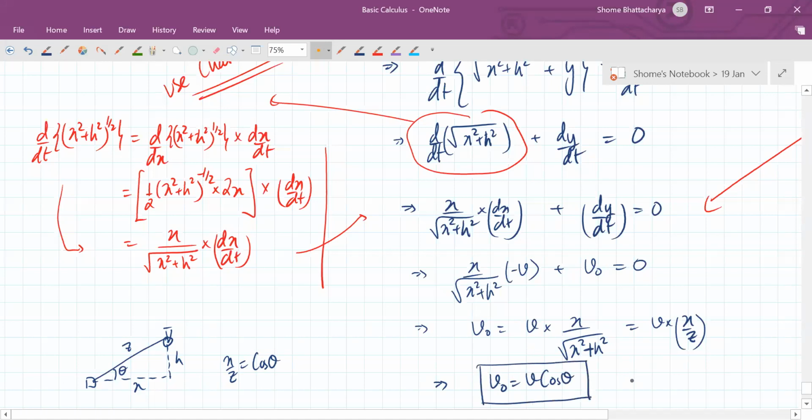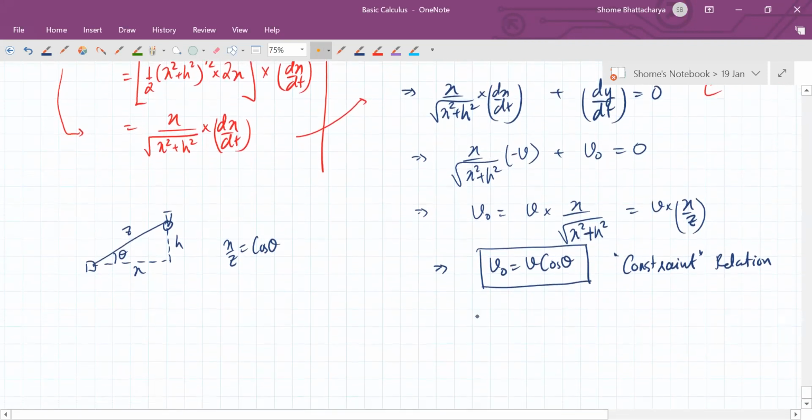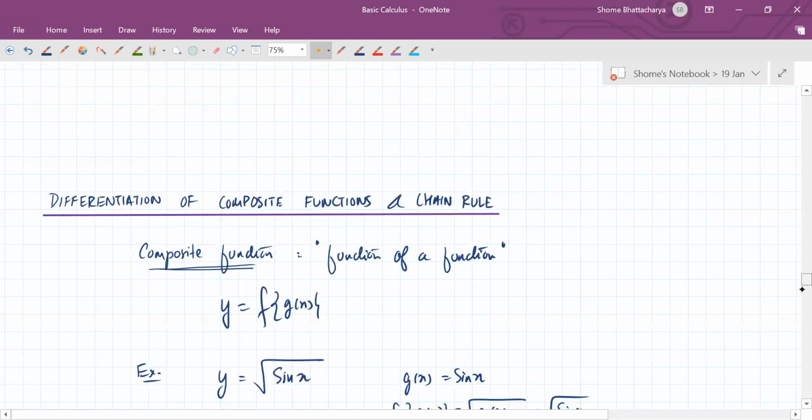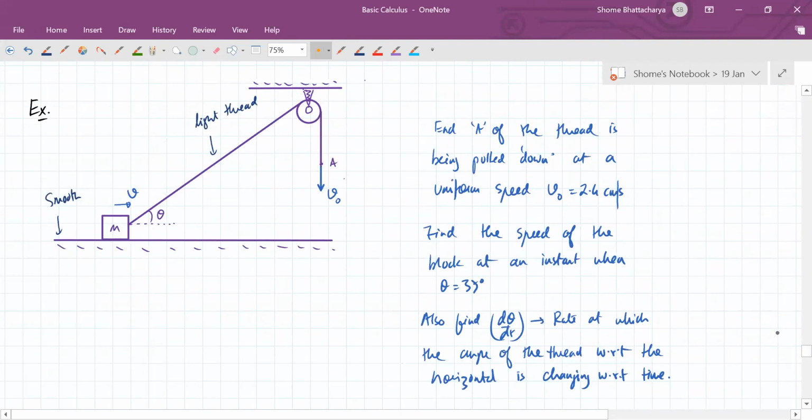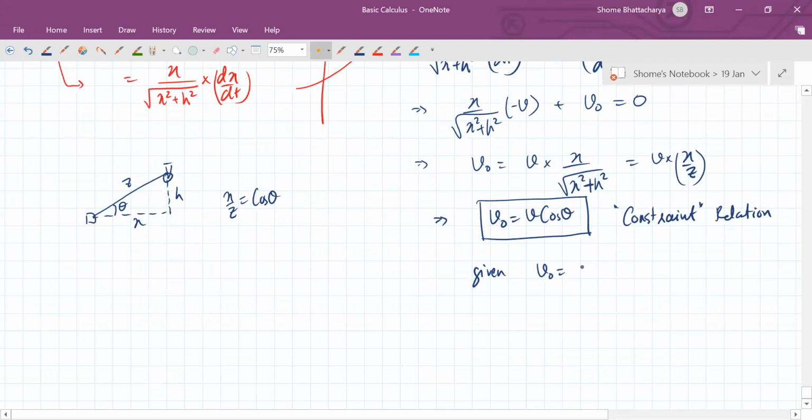So this becomes the constraint relation between V naught and theta. The constraint being that the thread length is constant. In our question, it was given to us that V naught was a constant value of 2.4 centimeters per second, and we wanted to find out V at the instant when theta is equal to 37 degrees.